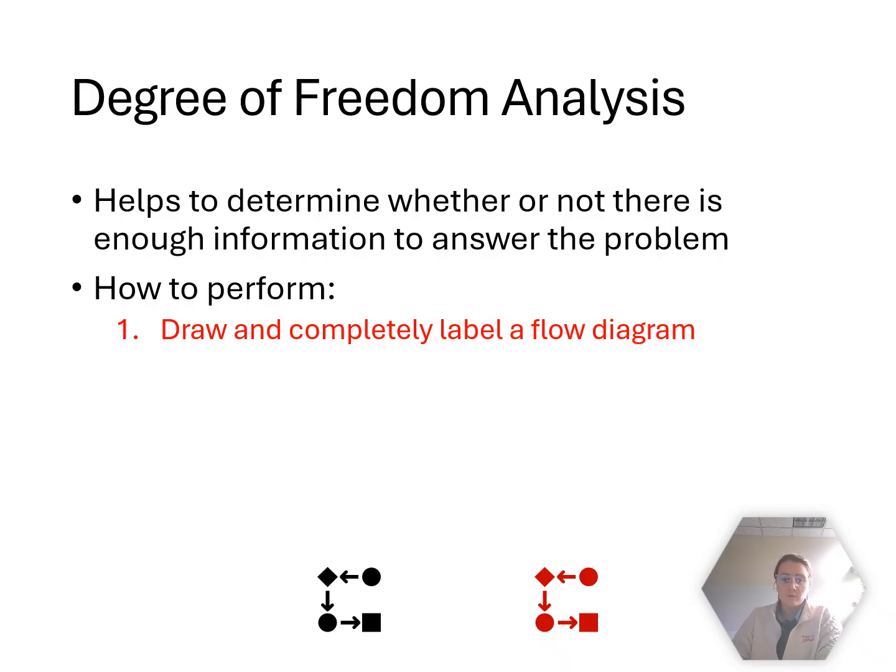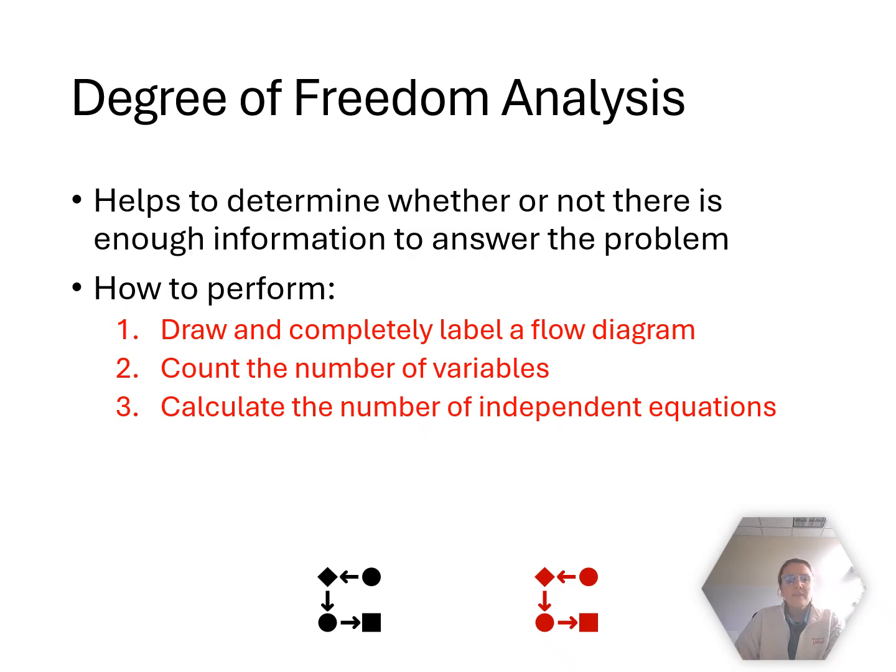Draw and completely label a flow diagram. Then you need to count the number of variables that you have that do not currently have numeric values. And this is part of the reason that we need to write everything out in variable form, so that we understand exactly which does and does not have a number. Then we need to calculate the number of independent equations. So we need to figure out how many equations don't rely on relationships that are present in other equations that we've written. We'll talk about this in detail in class, but basically the idea is that in the equation, your dependent variables cannot be part of another equation and be considered independent equations.